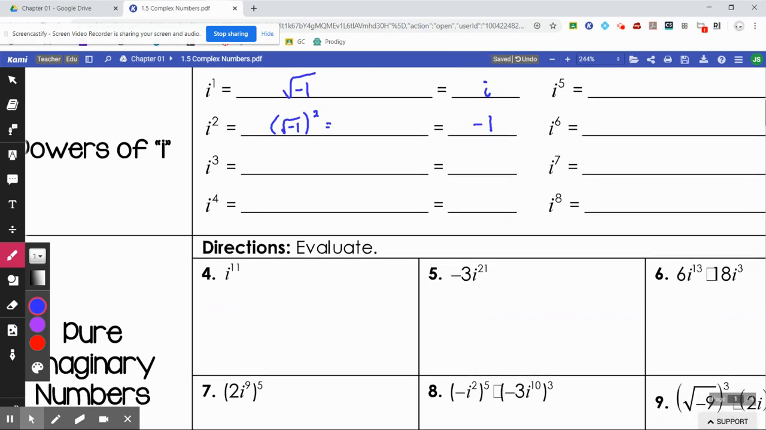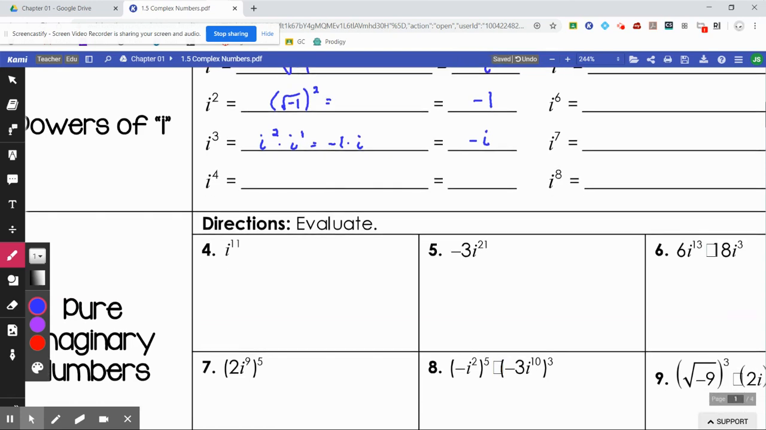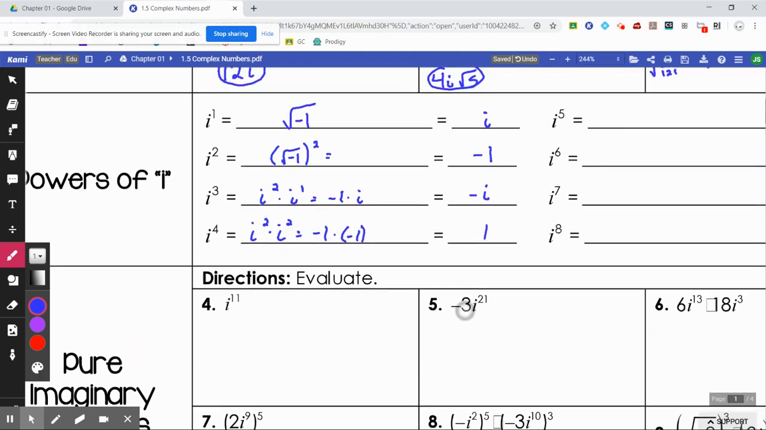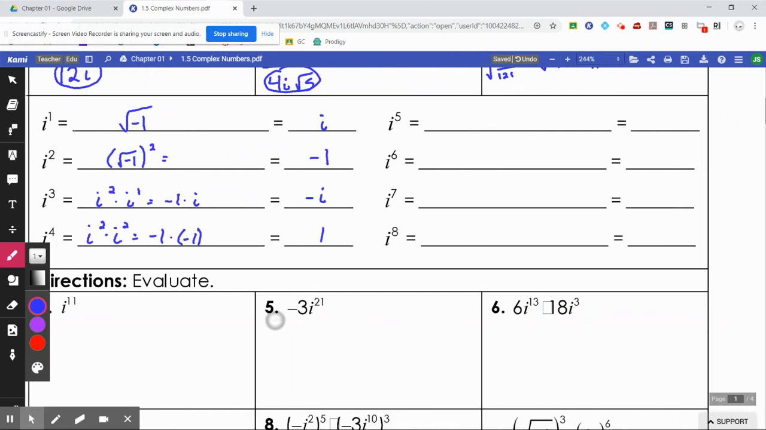If you were to raise i to the third power, I'm going to use my rules of exponents. That would be the same thing as i to the second times i to the first, which we just did. i to the second power was -1, and i to the first power was i. Multiplying -1 times i gives you -i. i to the fourth power, we could split apart with rules of exponents. That's i to the second times i to the second. We just found that i to the second power was -1, so this would be -1 times -1, which would be +1.